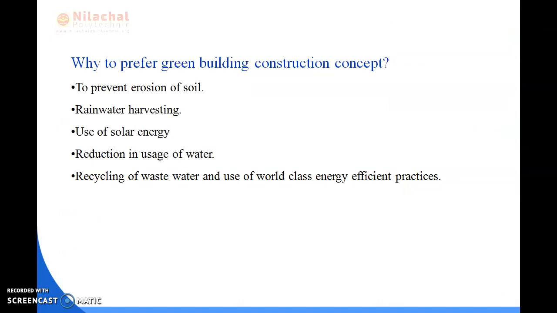Next is why we prefer the green building construction concept. First, to prevent the erosion of the soil; rainwater harvesting; use of solar energy; reduction in the usage of water; recycling of wastewater; and use of world-class energy efficient practices.